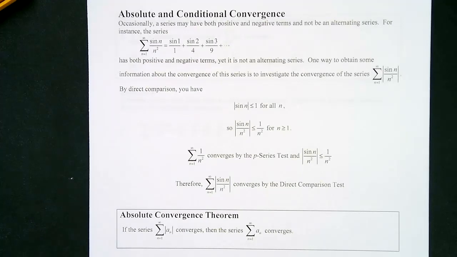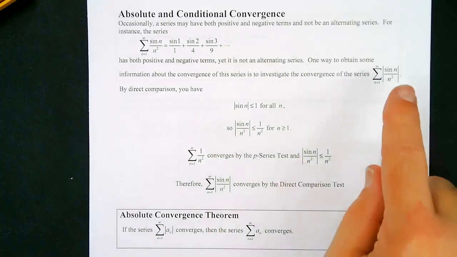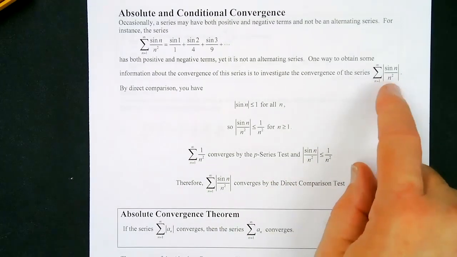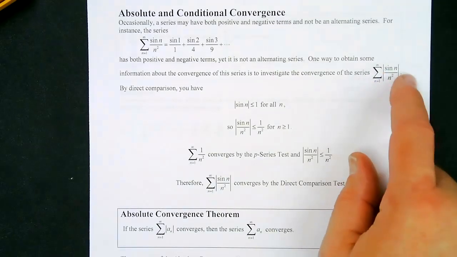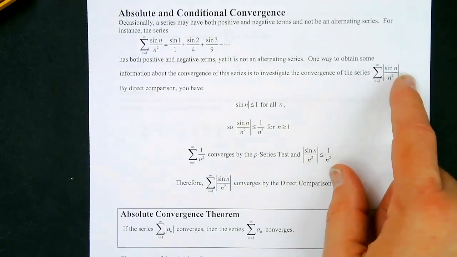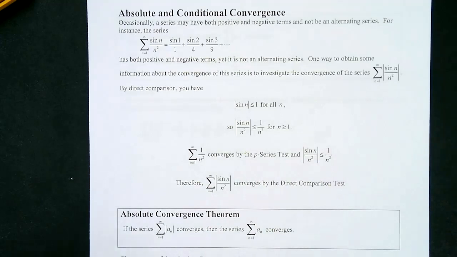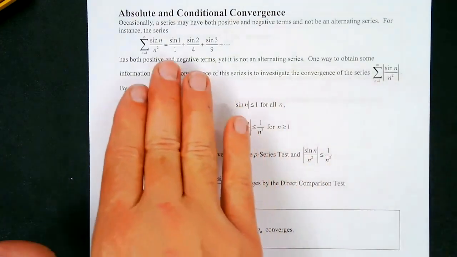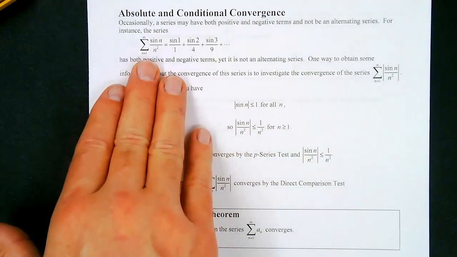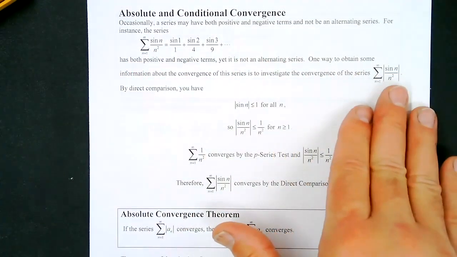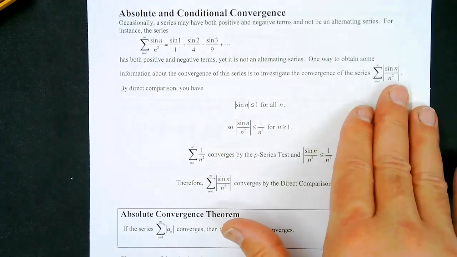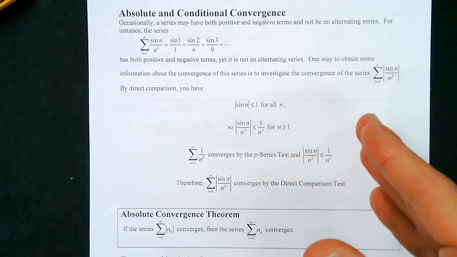So one way is to start looking at the series of the absolute value of your a sub n term, the whole thing, which is going to cause the terms to all be positive. So we have to look at this one, and we're going to take a look at what the series with the absolute value in it is. We're going to use direct comparison on this.